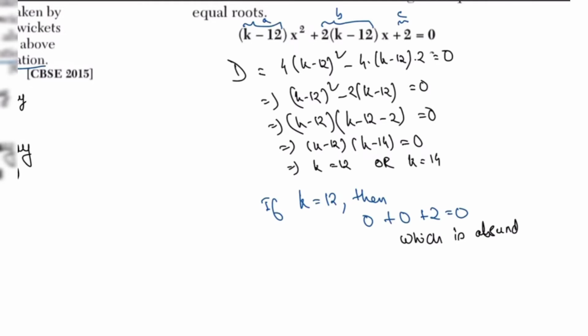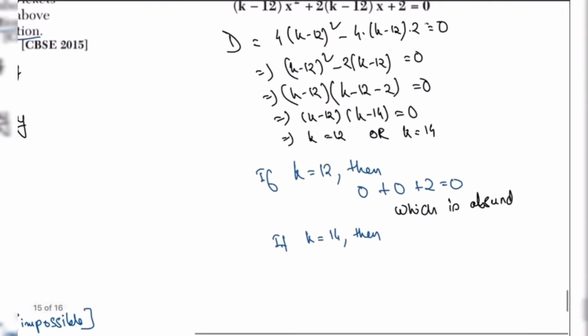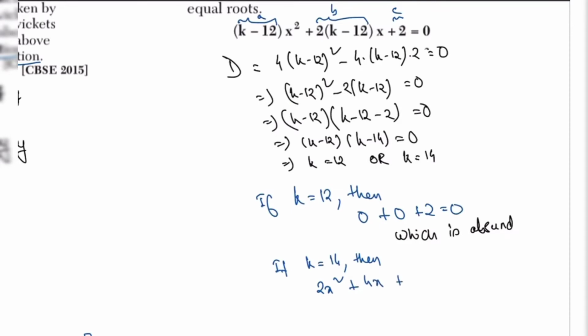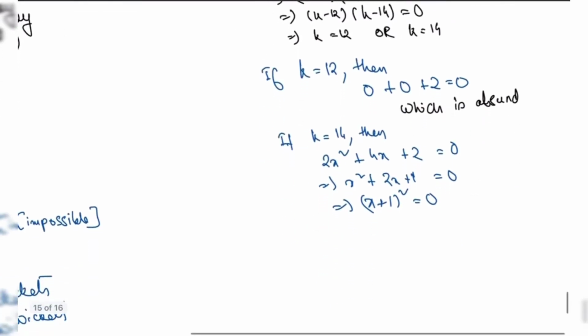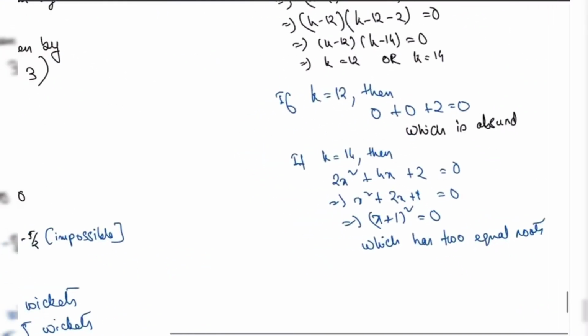But let us check. If k equals 14, then 14 minus 12 is 2, so 2x square plus 2 into 2x, so plus 4x plus 2 is 0, implying that x square plus twice x plus 1 equals 0, implies x plus 1 whole square equals 0, which has two equal roots. Therefore k equals 14 is the correct value.